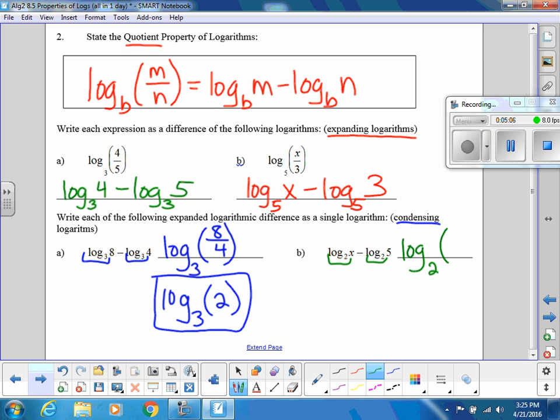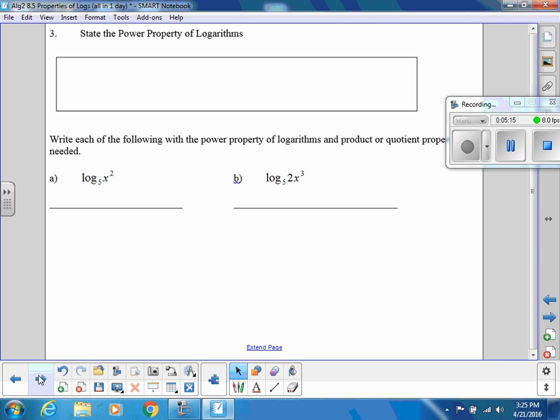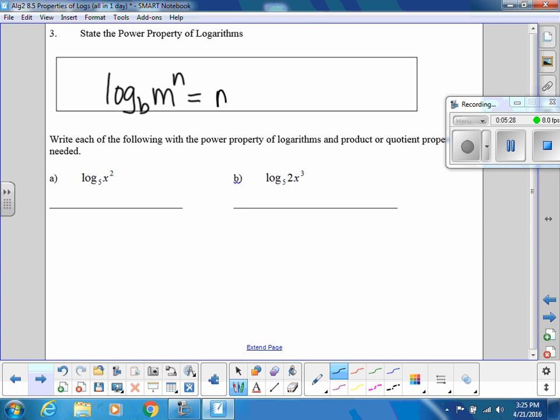And inside I'm going to be doing x divided by 5 since they were subtracted. All right, so moving on to the next property, we have the power property. The power property says if I have log base b of m raised to the n power, then I can write that as n times the log base b of m with no power on it. Okay, so I basically brought the power in front of the log.